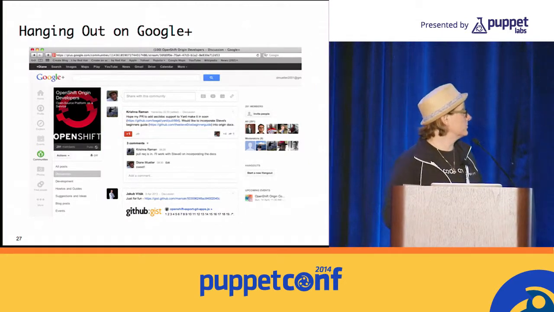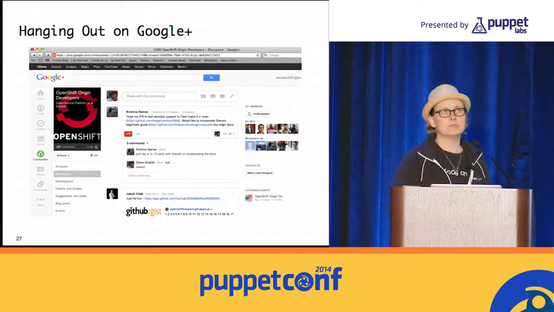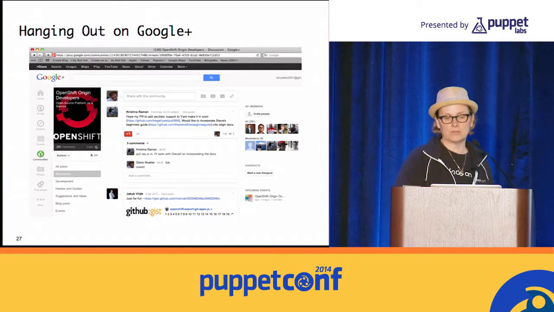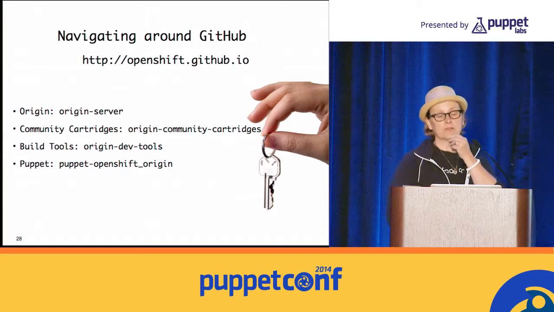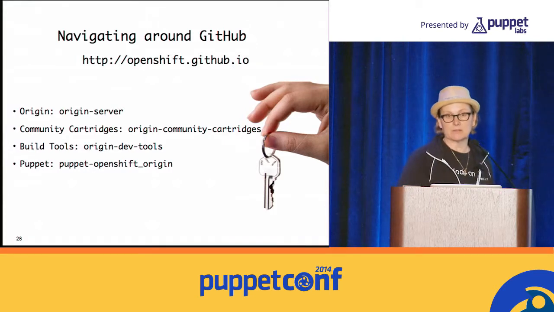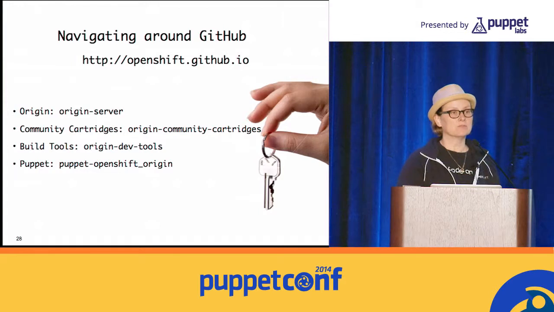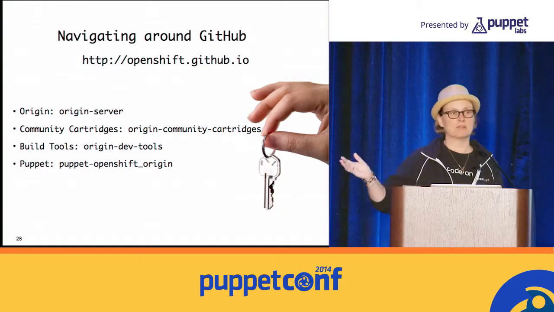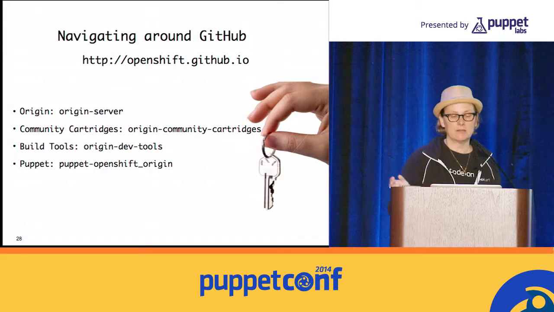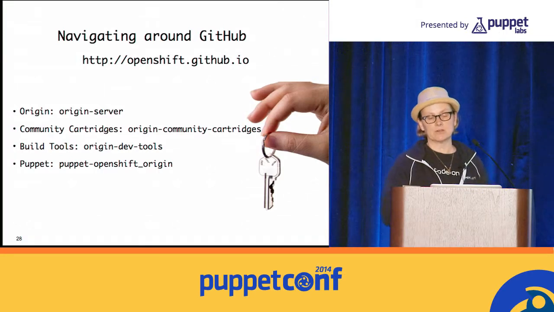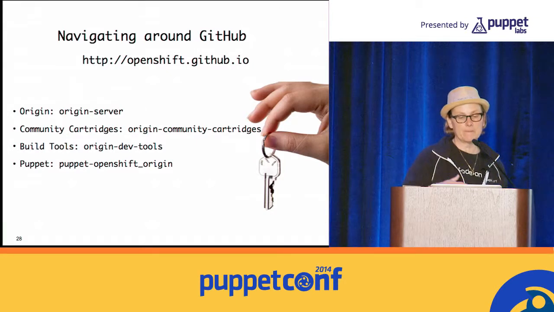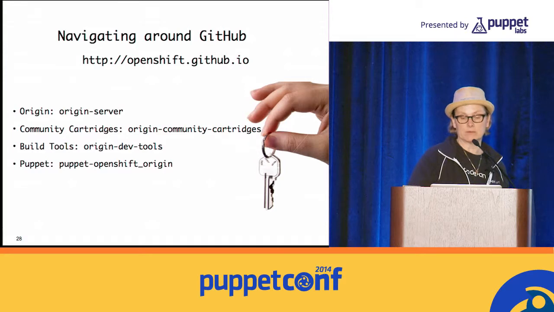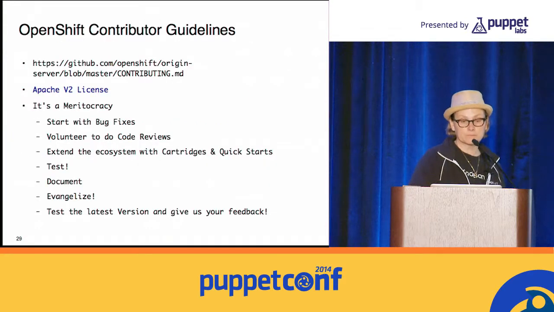You can find us very easily. There's a lot of us on Google Hangouts. I think there's about 2,000 of us now that are part of the Google community for OpenShift. If you're looking for all of the work, it's all on openshift.github.io. You'll see the main server repo, and there's a whole lot of repos there: OpenShift extras, OpenShift dev tools. The community cartridges are in the Origin community cartridges there, and all of the Puppet stuff is in Puppet OpenShift-Origin.